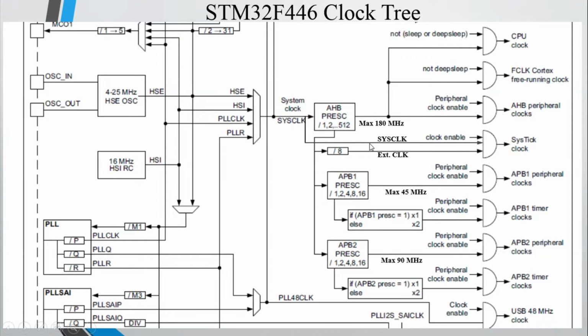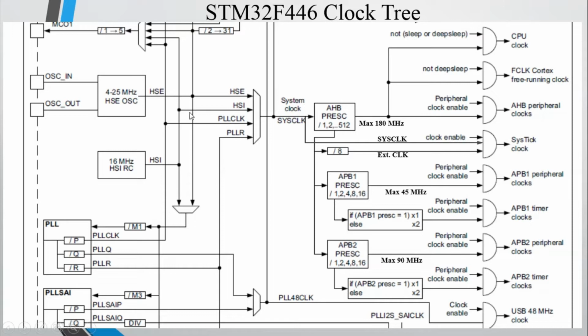So these are the two secondary clock sources. This is a small block diagram representing the clock tree of 446. Here you can see the 16 megahertz HSI clock source. This is that line. And this is a multiplexer used for selecting any one of these clock sources, specifically three clock sources: HSE, HSI and PLL. This multiplexer selects any one clock source as an input to the system clock.